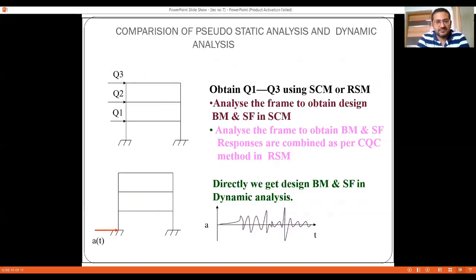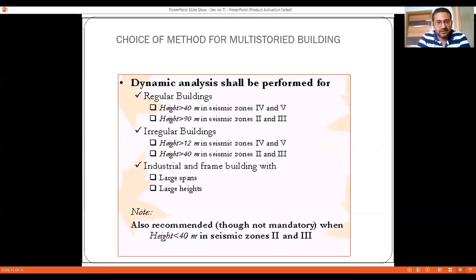Then this is the comparison of pseudostatic analysis and dynamic analysis. So I think there is nothing much to discuss regarding this particular slide. Now the last thing that comes to mind is what the code is telling.